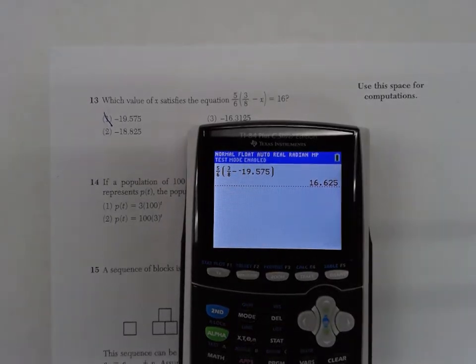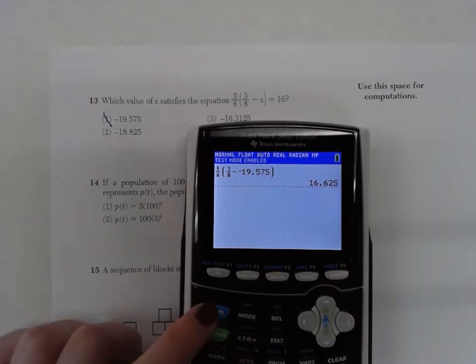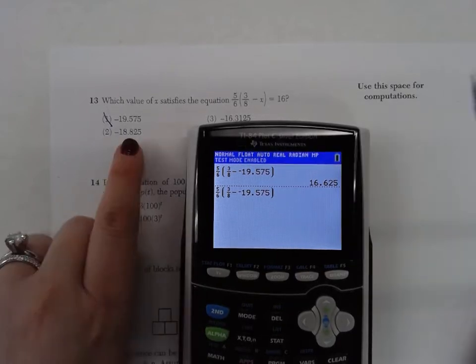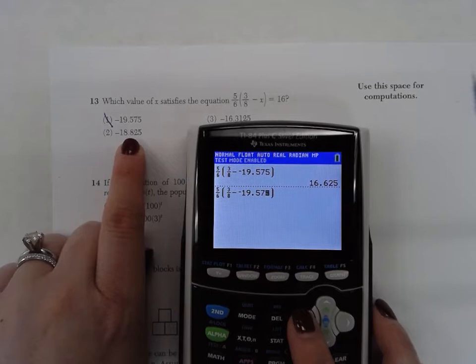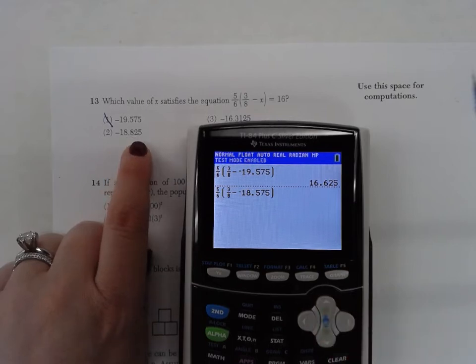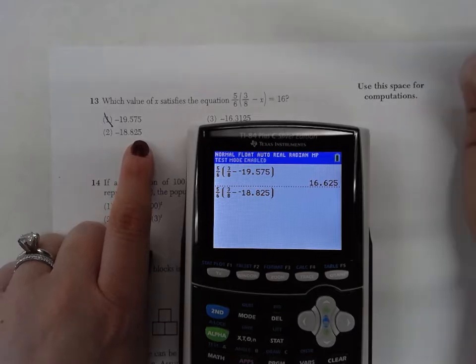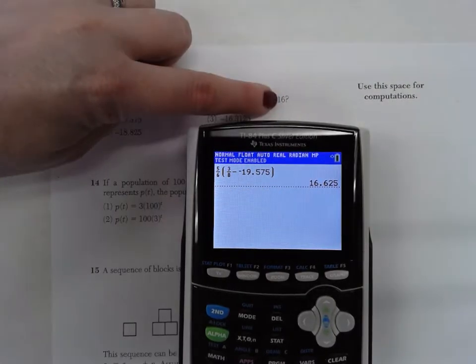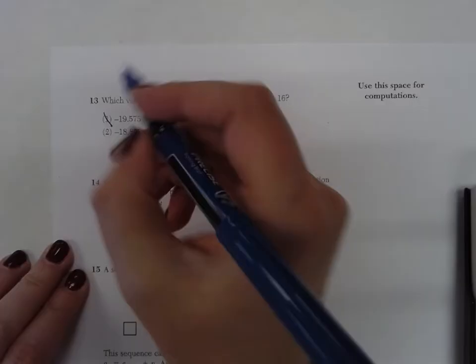Now, here's a little trick on the calculator. If you hit second enter, it copies everything down. So all I'm going to do is go back and change the value of x. So I'm going to type in a negative 18.825. Everything else stays the same. Let's see if that gets me a 16. Yes, it does. There's my answer.